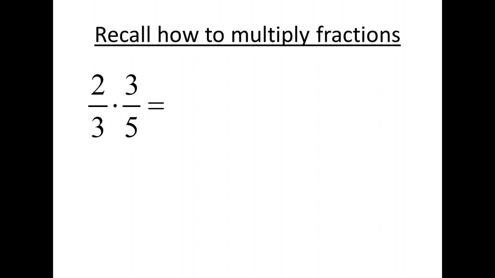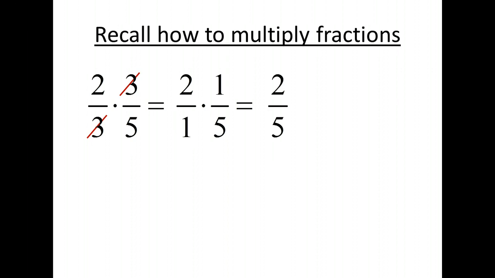We multiply across the numerator, 2 times 3, and across the denominator, 3 times 5. But remember that if we have the same number on opposite sides of the division bar, like we do here with the 3 and the 3, we can cancel them. They cancel and essentially become a 1. So I have 2 over 1 times 1 over 5. Now multiplying across the numerator and denominator, we get 2/5.